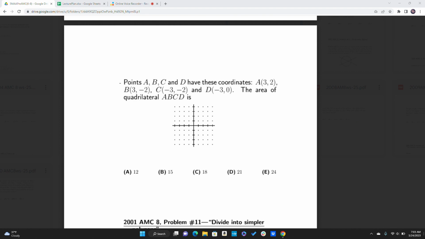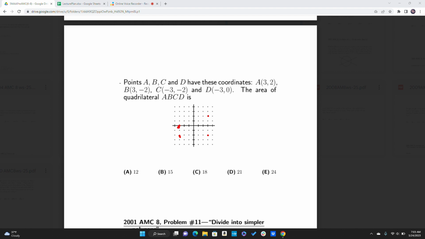Okay, we've got points with coordinates. So A is at 3, 2. B is at 3, negative 2. C is at negative 3, negative 2. We'll pretend that's some point. And D is at negative 3, 0.